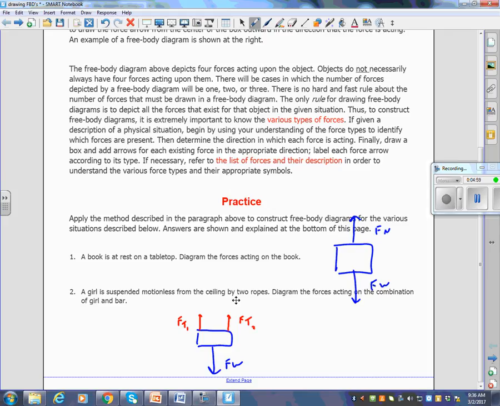So you could call these FT1, tension force 1. You could call it FA1, it's an applied force. I guess you could call it FAA and FAB if you want, right? So don't get too hung up on the labeling. It's just a way of describing.